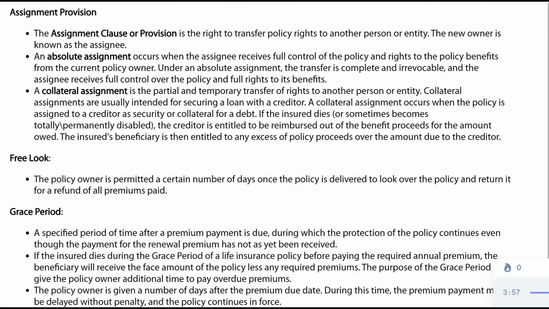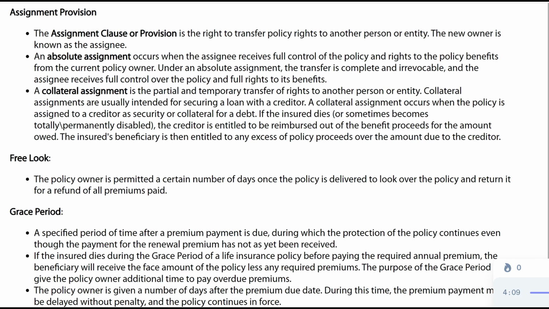A collateral assignment is the partial and temporary transfer of rights to another person or entity. Collateral assignments are usually intended for securing a loan with a creditor. A collateral assignment occurs when the policy is assigned to a creditor as security or collateral for a debt.